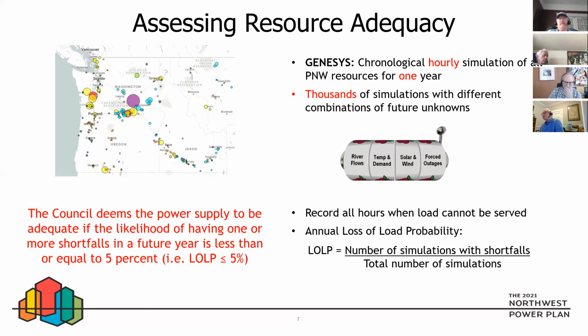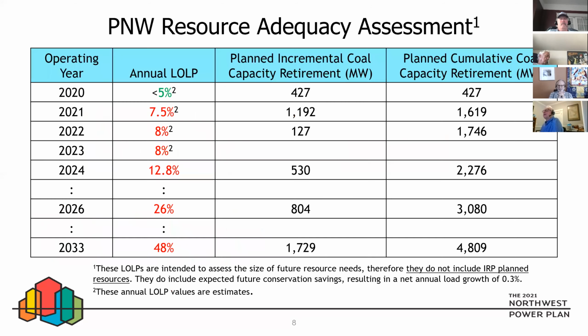Okay, so this all just leads up to how we're going to use this standard to define the adequacy reserve margin, which in essence is like a planning reserve margin. Before we go there though, I should give you a status report on where we are. These are the results from the last official resource adequacy assessment that the council produced. We do one of these once a year.